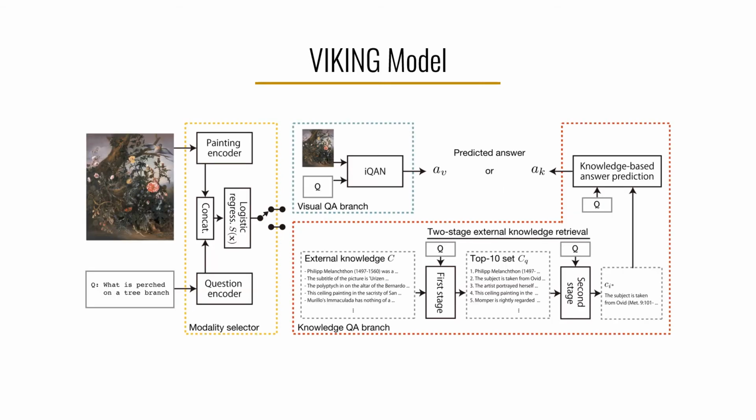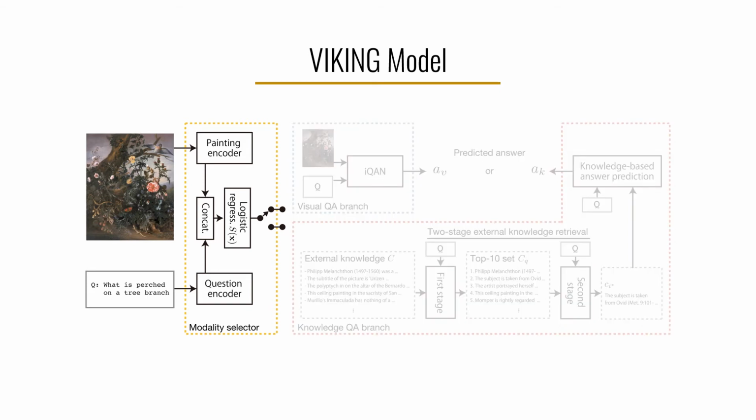Next, we introduced VIKING, our baseline model to address visual question answering in art. VIKING consists of three parts: a modality selector, a visual QA branch, and a knowledge QA branch. Given a painting and a question, the modality selector classifies the sample into the two different modalities so that it can go through the corresponding branch. We use a pre-trained BERT model to encode the question and a ResNet to encode the painting.